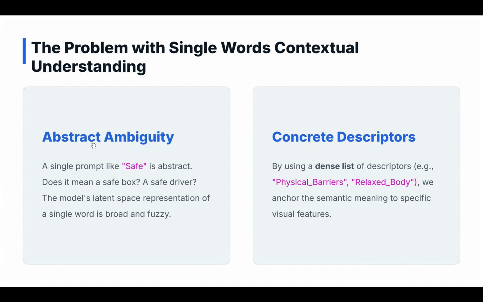So what is abstract ambiguity? A single prompt like safe is abstract. Does it mean a safe box, or a safe driver? The model's latent space representation of a single word is broad and fuzzy. So what does safe mean? Only the word doesn't have any semantic meaning or contextual clarity. When we use a concrete description in CLIP, a dense list like physical barriers, relaxed body, we can grab the semantic meaning with CLIP.